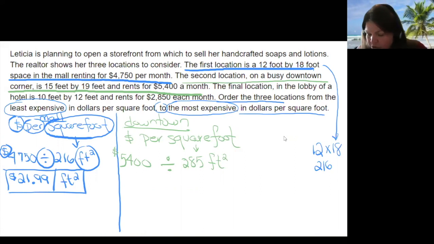So 5,400 divided by 285, and again, we must be in Beverly Hills, because I had a restaurant in downtown Honolulu, which is a very expensive place, and it still didn't cost this much.